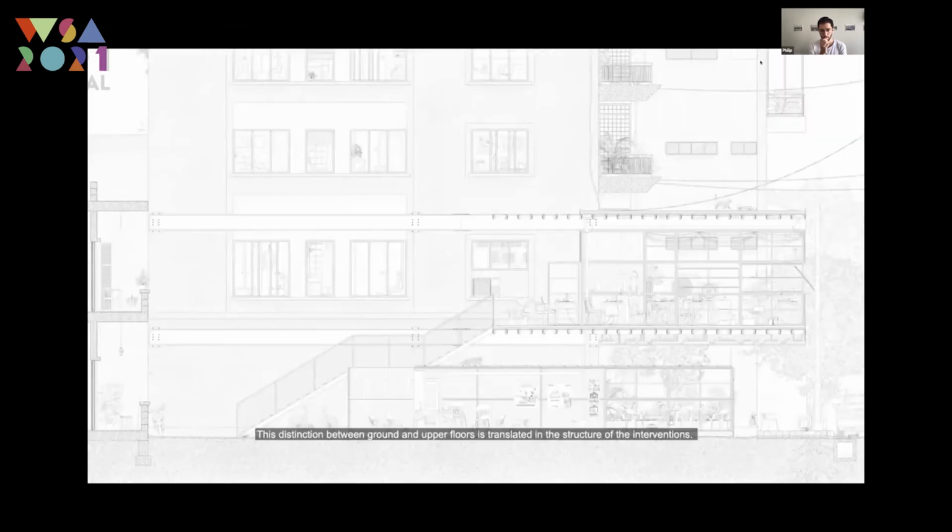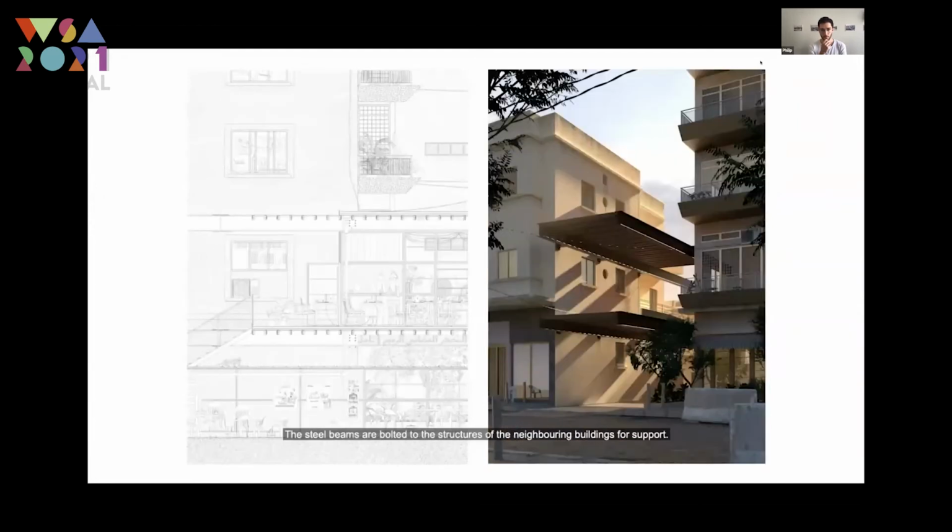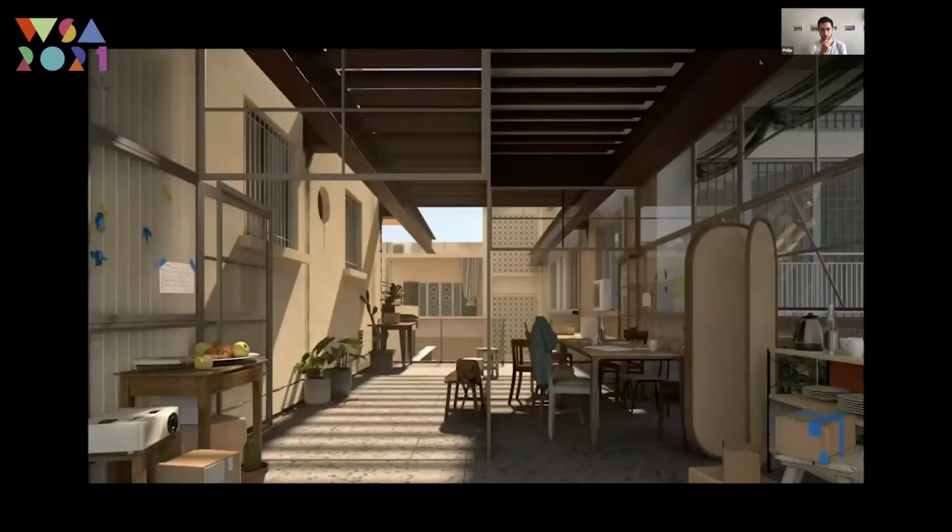This distinction between ground and upper floors is translated in the structure of the interventions. While the ground floor is an open plan with light elements simply placed on the site, the upper floors are organized around oversized steel structures that start to become recognizable architectural elements, signaling the presence of care across the built environment. The steel beams are bolted to the structures of the neighboring building for support. By excluding vertical structural elements, space is optimized and the interventions are lifted off the ground, removing the need for foundations. But because of the self-organizing and grassroots nature of the spaces, a cost-efficient approach for the design is required.